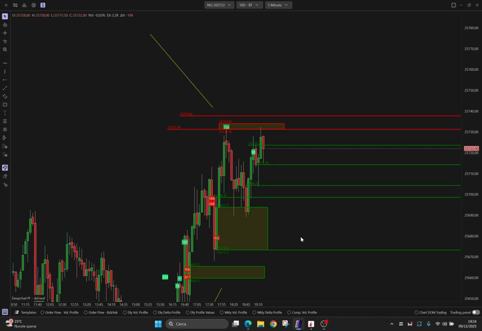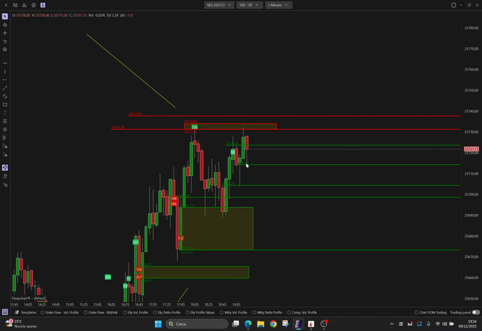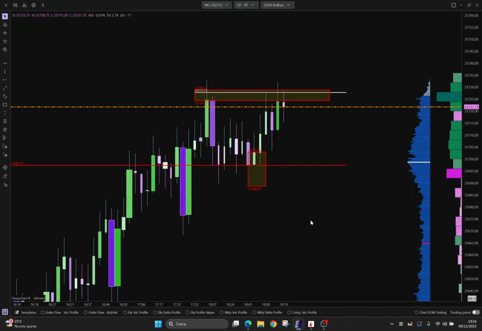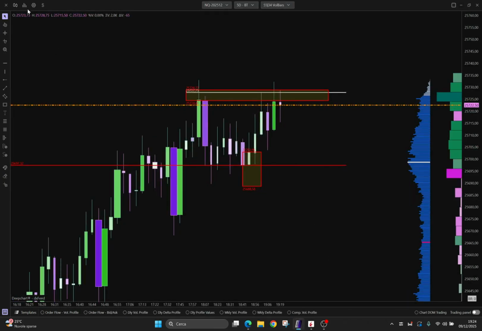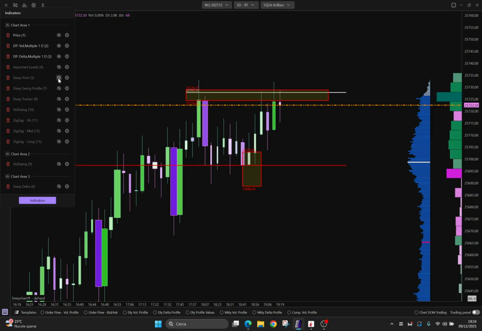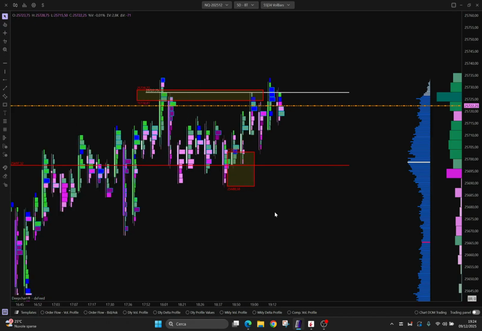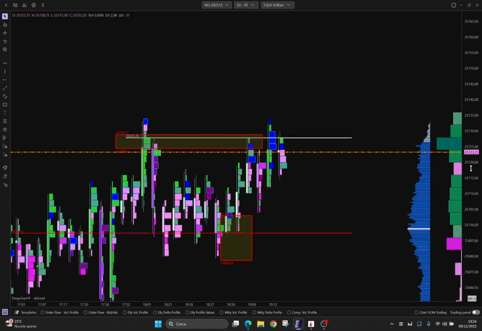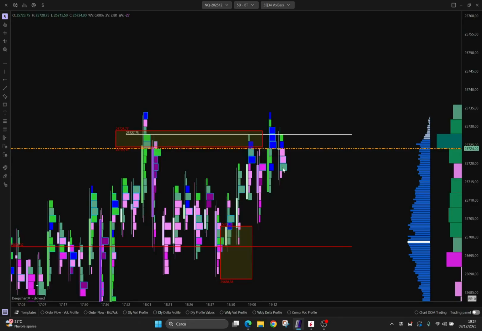Now, I want you to study this interaction. What happened here? You see, now we are in this box, no? What's happening? Let's go on the volume. Let's go on this template, okay? What's happening here? Let's activate the deep print. Let's read what happened here, okay? You see that all this bunch of sellers got absorbed on this horizontal level.